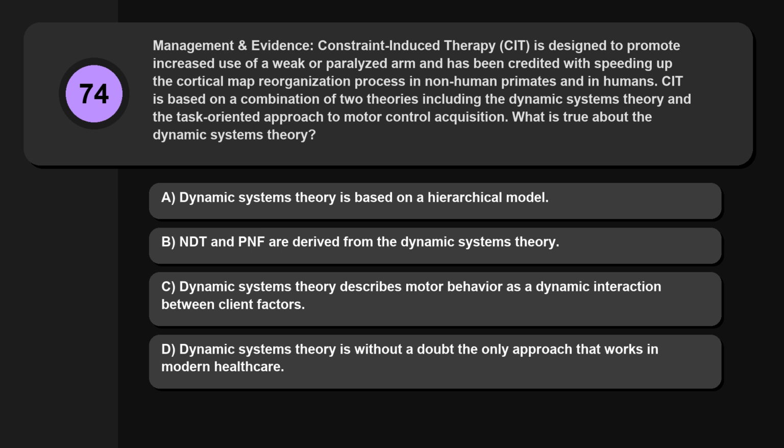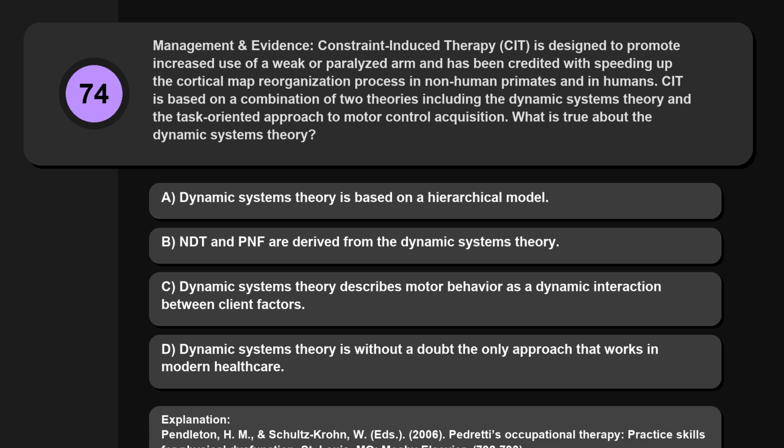Option A, dynamic systems theory is based on a hierarchical model. Option B, NDT and PNF are derived from the dynamic systems theory. Option C, dynamic systems theory describes motor behavior as a dynamic interaction between client factors. Option D, dynamic systems theory is without a doubt the only approach that works in modern healthcare. The correct answer is option C. Pendleton, H. M., and Schultz-Krohn, W., eds. 2006. Pedretti's Occupational Therapy, Practice Skills for Physical Dysfunction. St. Louis, Missouri, Mosby Elsevier, 792 to 793.